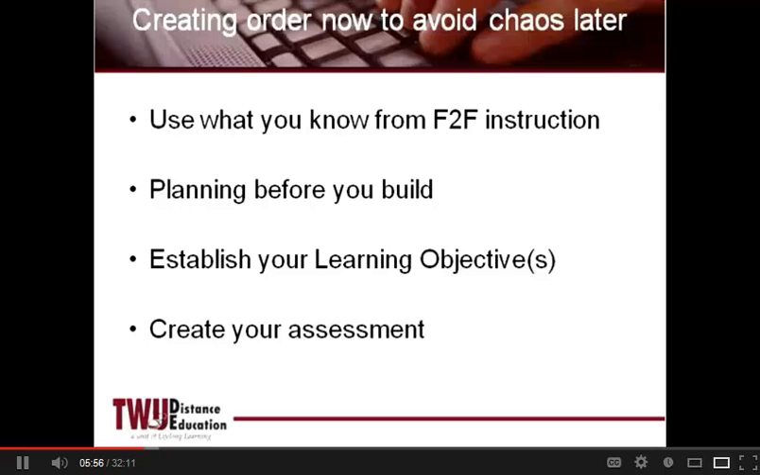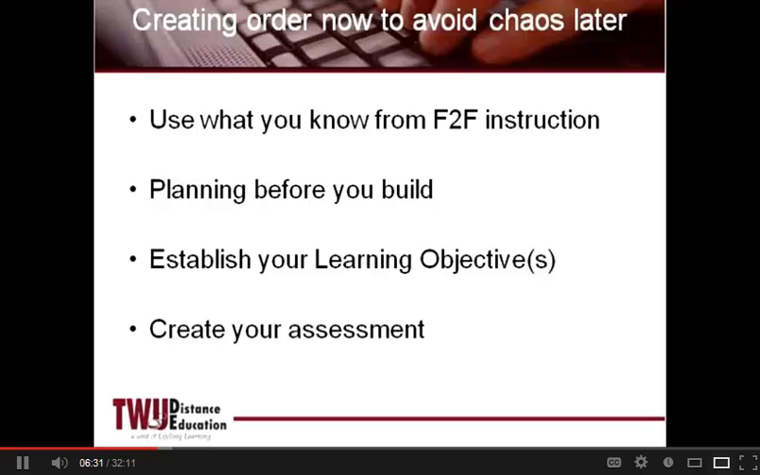Establishing your learning objectives. In other words, what do you want your students to either know, demonstrate, show, look like, think like when they leave your class? How are you going to establish the learning objectives? Are they going to read and respond? Are they going to debate? Are they going to share? Are they going to apply? Stating and clarifying those learning expectations for your students right from the get-go will make managing the discussion board easier for you later on. In addition, creating your assessment.